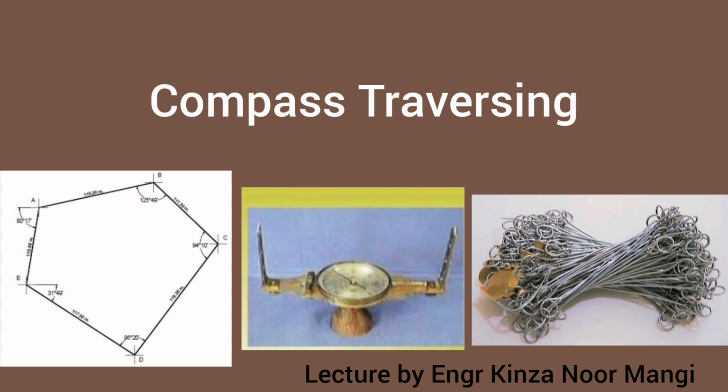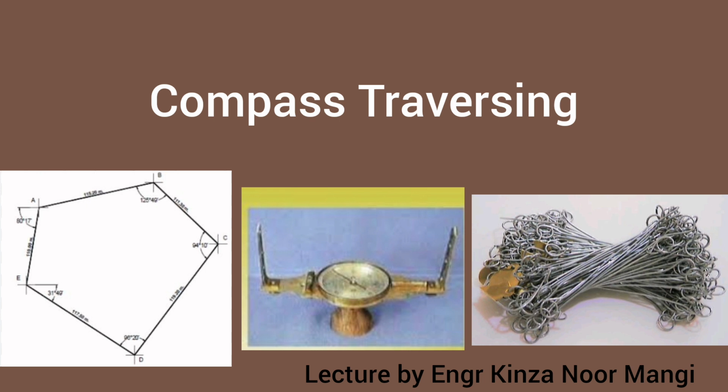Compass traversing. In chain surveying, the area to be surveyed is divided into a number of triangles, and this method is suitable for fairly level ground covering small areas. But when the area is large, undulating, and crowded with many details, triangulation, which is the principle of chain surveying, is not possible. In such an area, the method of traversing is adopted.